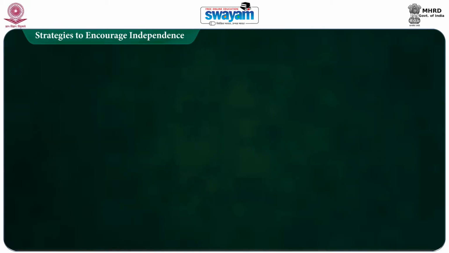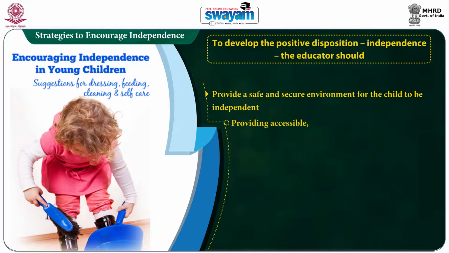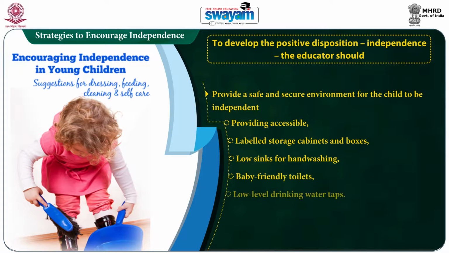And now on to the strategies to encourage the first disposition, independence. To develop the positive disposition independence, the educator should provide a safe and secure environment for the child to be independent. This can be achieved by providing accessible labeled storage cabinets and boxes, low sinks for hand washing, baby-friendly toilets, low-level drinking water taps, etc. Also, provide a space to keep their personal belongings.